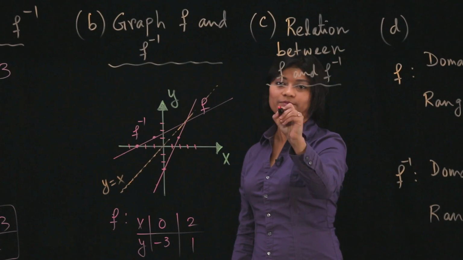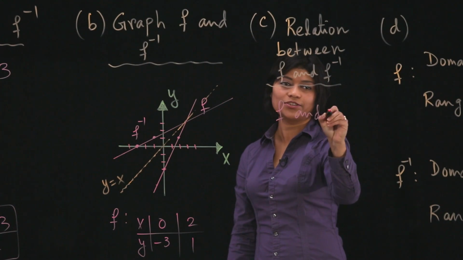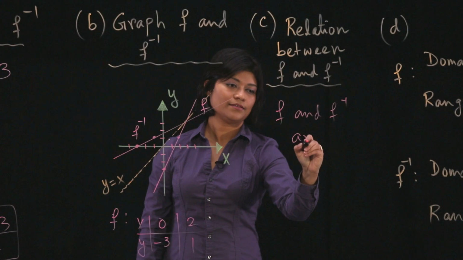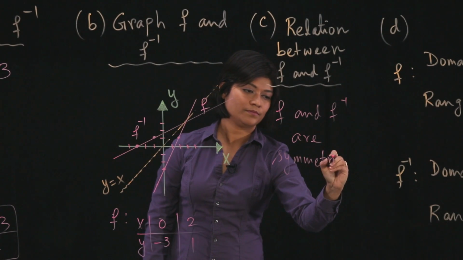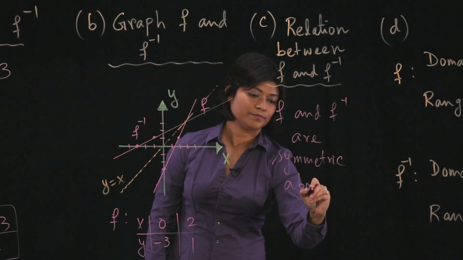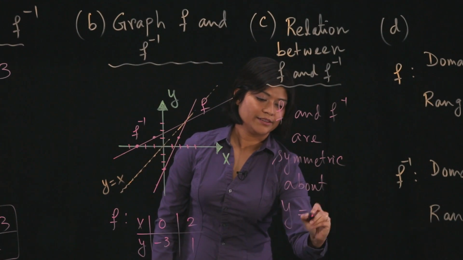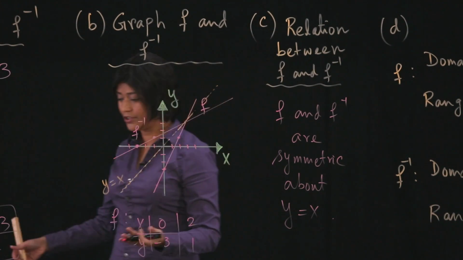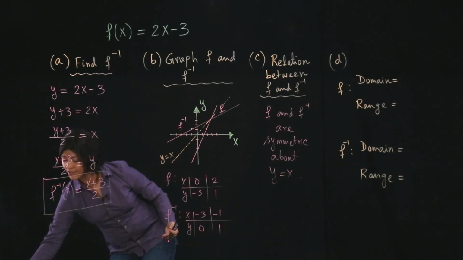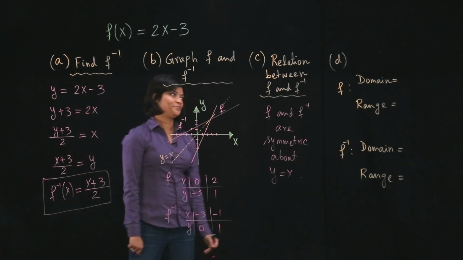So that's the relationship. f and f inverse are symmetric about the line y equals x. And that's what happens for any function and its inverse. They're always mirror images about y equals x.